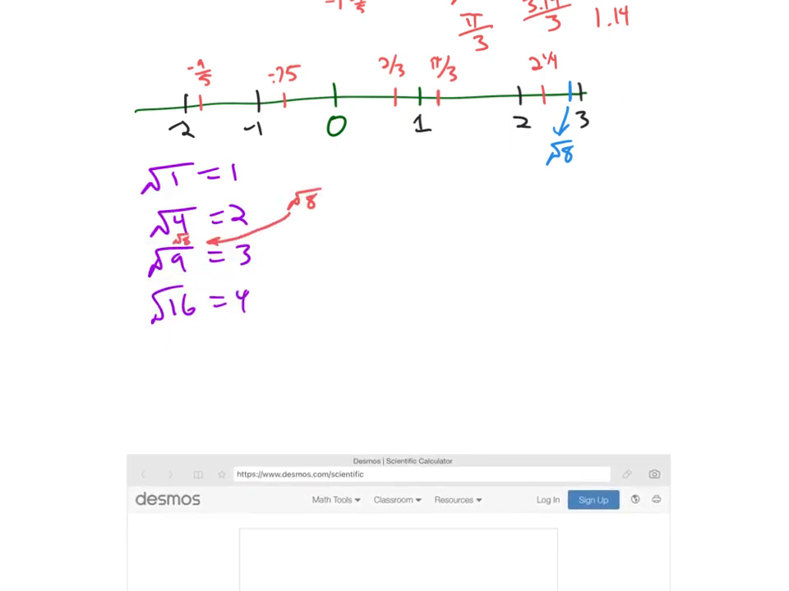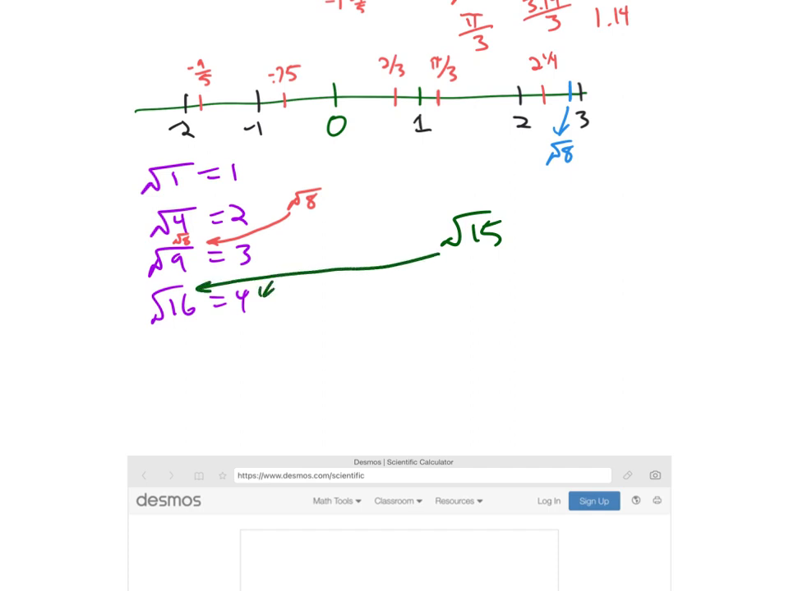So basically, that's what you can do to estimate any sort of square root. If I gave you the square root of 15, well, you'd say, hey, that's close to 16, so that means it should be close to 4. Let's call it maybe 3.8 or 3.9, something like that.